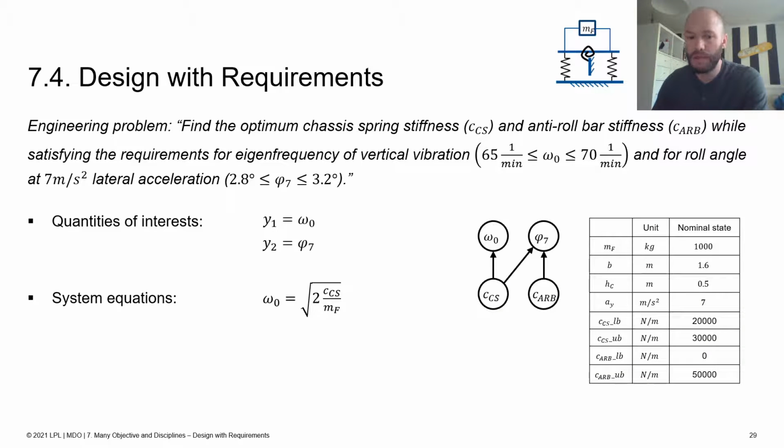We have two quantities of interest in this problem. The first one is the eigenfrequency of the vertical vibration, and the second one is the roll angle at a given lateral acceleration. For that we need two system equations. The first one is rather simple. Because we have two springs in parallel, we can just take the stiffness times 2 and divide it by the system mass, so half of the car body, and the root of it is the eigenfrequency.